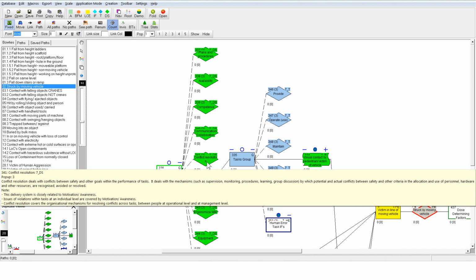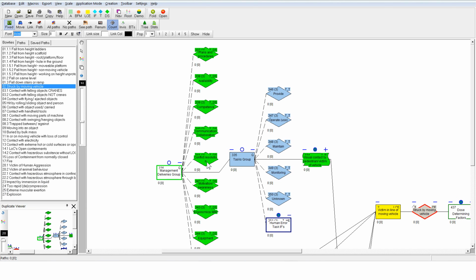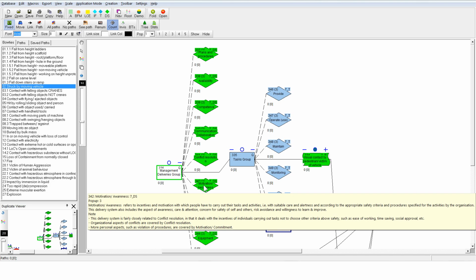Conflict resolution deals with the mechanisms by which potential and actual conflicts between safety and other criteria in the allocation and use of personal resources are recognized, avoided, or resolved. Motivation, alertness, and awareness refers to the incentives and motivation people have to carry out their activity with reasonable care and alertness.